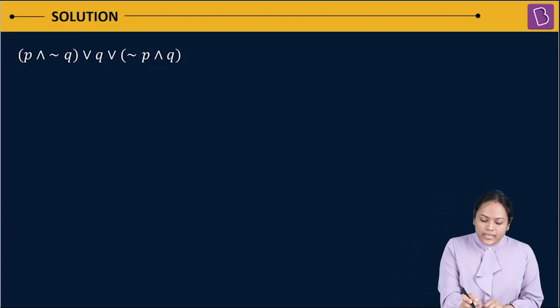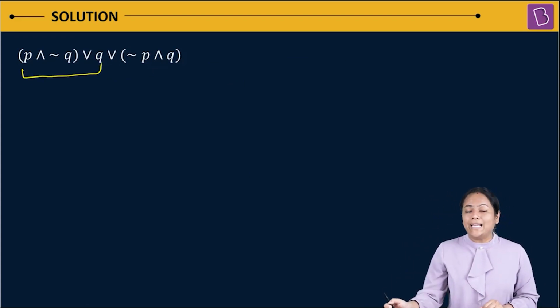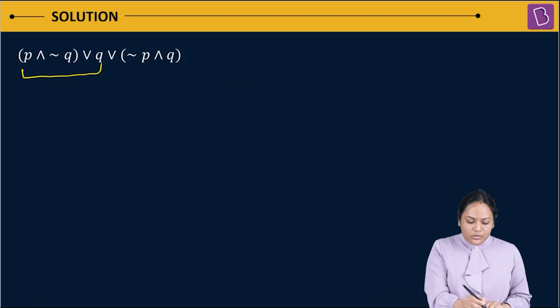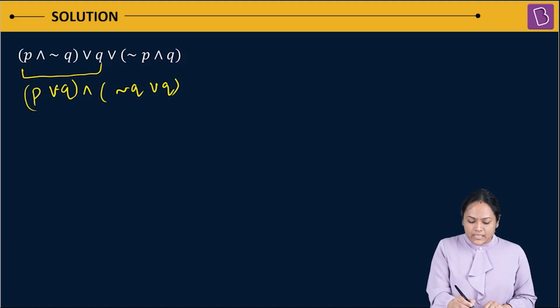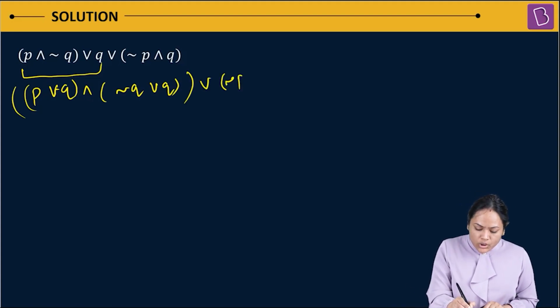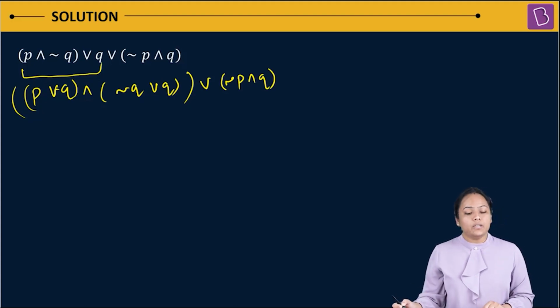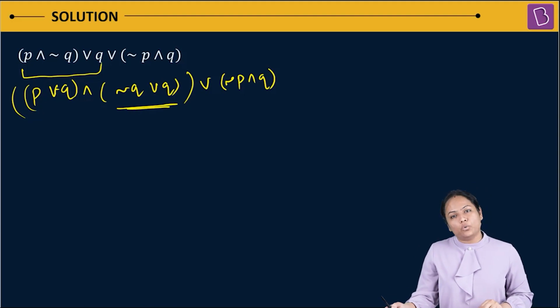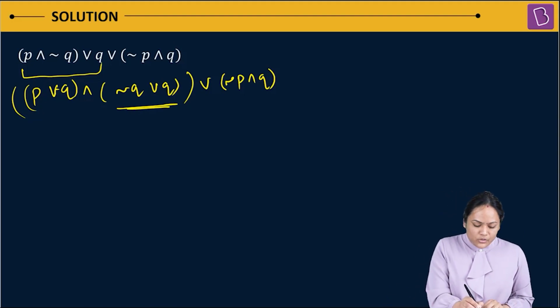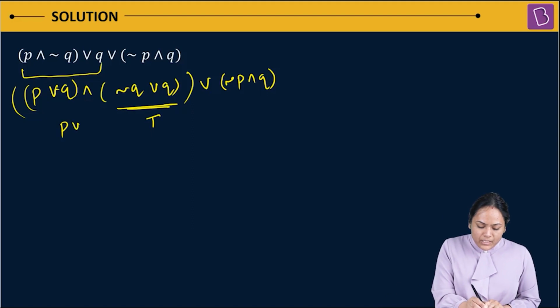What I'll do is, in these terms, I'll apply my distributive law. So it's going to be (P or Q) and (negation Q or Q), or I have negation P and Q. Clear? So quickly simplifying the bracket term, negation Q or Q is going to give me true, isn't it? So this is true. So I'm left with (P or Q) and true, and then or with negation P and Q.